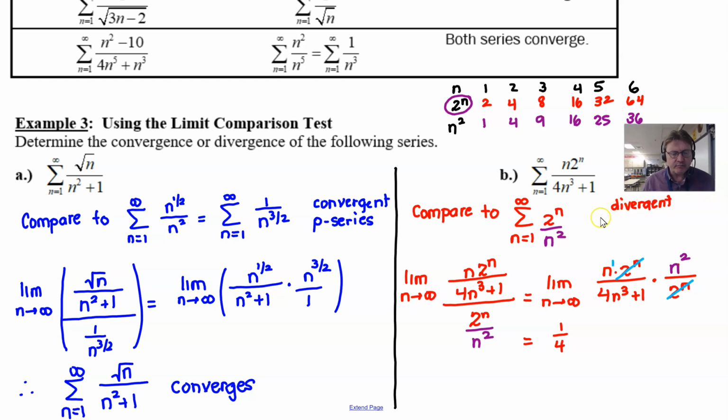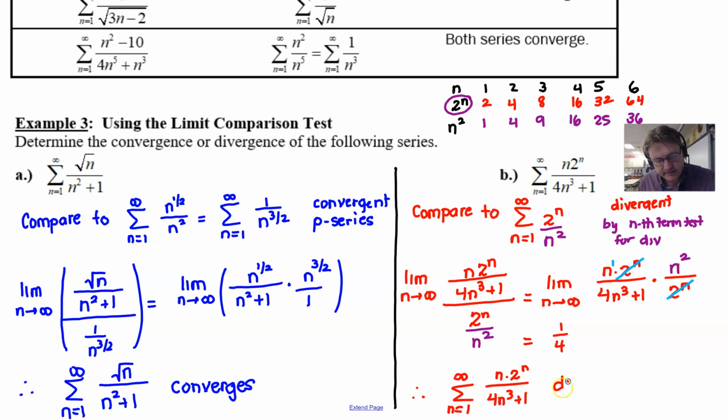Now you can probably prove this a variety of ways. I think the nth term test is the best, right? Divergent by basically taking the limit of that expression and using the nth term test for divergence. And so we've kind of worked backwards to get the result that we want. And so we can make the claim, therefore, that the summation of our original expression, n times 2 to the n over 4n cubed plus 1, is definitely going to diverge.